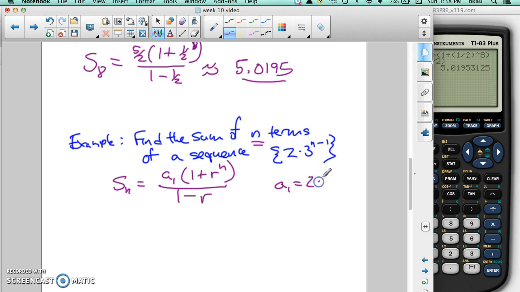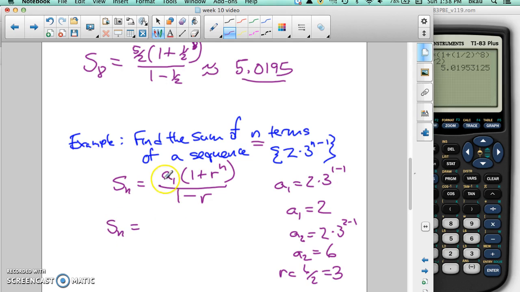So that's going to be 2 times 3 to the 1 minus 1 here. So that's 0 power, and 3 to the 0 power is 1. So my first term is 2. Now we can check to see what our ratio is by doing the second term, but our ratio is going to be 3 because that's the base of the exponent here. But let's plug it in and just make sure. So a sub 2 is 2 times 3 to the 2 minus 1, which is 6. So if I divide those two terms to get r, it'd be 6 divided by 2, which is 3. So r is still 3.